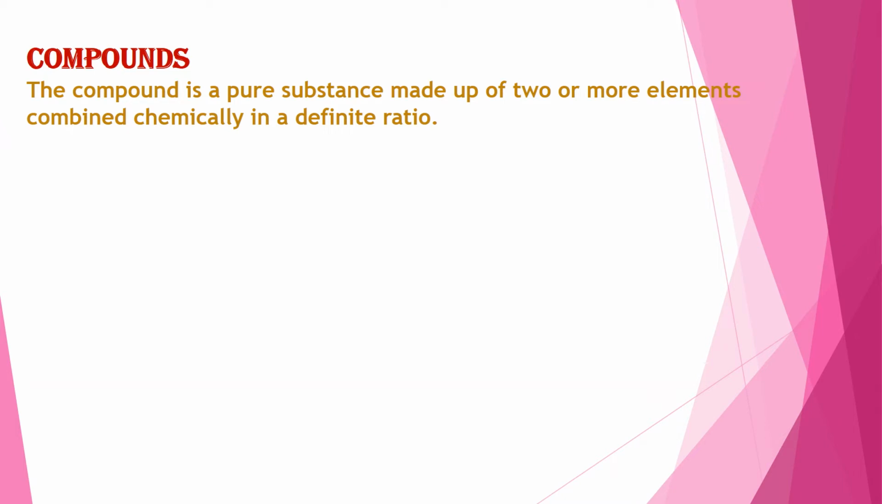Now, what are compounds? When we combine two or more elements, it is known as a compound. A compound is a pure substance made up of two or more elements combined chemically in a definite ratio. For example, H2O: we take two atoms of hydrogen and one atom of oxygen. Only in a definite proportion can we form water.